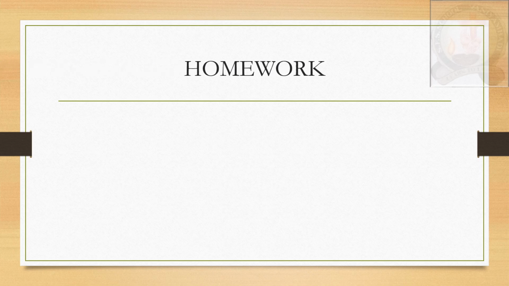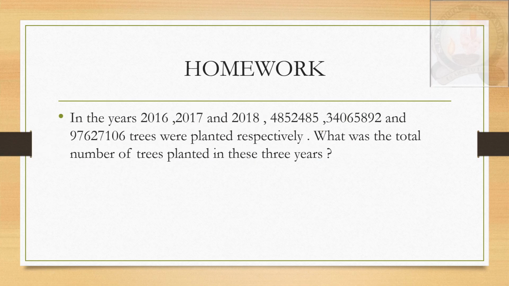So we have a homework here, so try to do this homework, it is very easy. Okay, then the question is: in the years 2016, 2017 and 2018, in 2016, 48 lakh 52,485, and in 2017, 3 crore 40 lakh 65,892. In 2018, 9 crore 76 lakh 27,106 trees were planted respectively. What was the total number of trees planted in these 3 years, children?